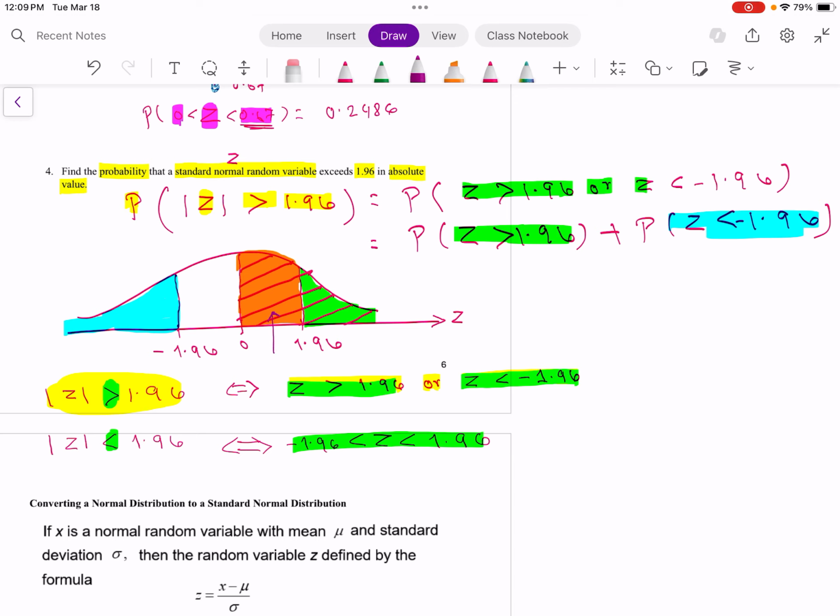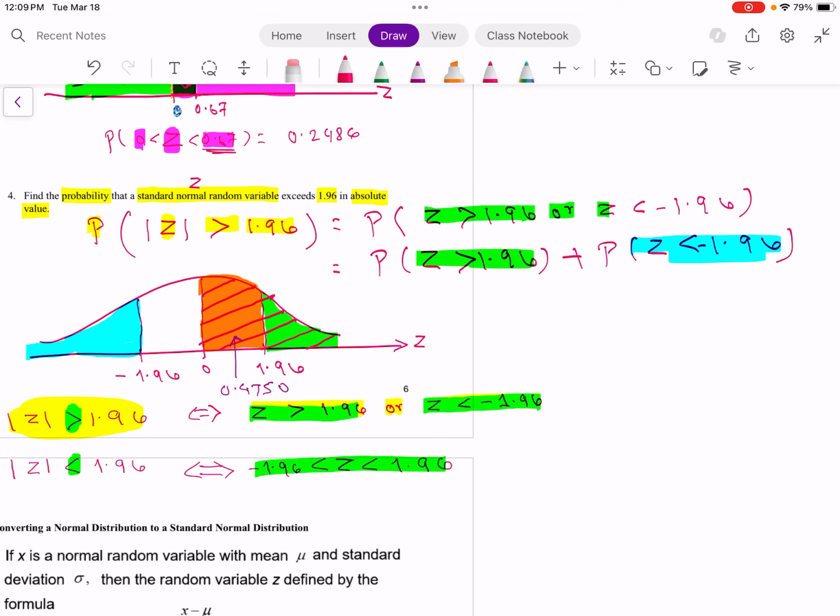How do we find the area? What do we have? G table, right, or normal table. Okay, now I want you to use the normal table. So we have 1.96, so 1.9 and 6, so that is 0.4750. Do you all find that 0.4750? Okay, so if that is the case, what will be the area of the green region?